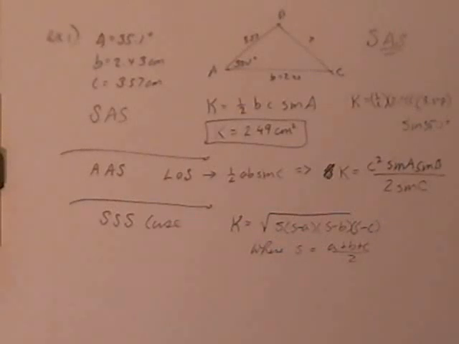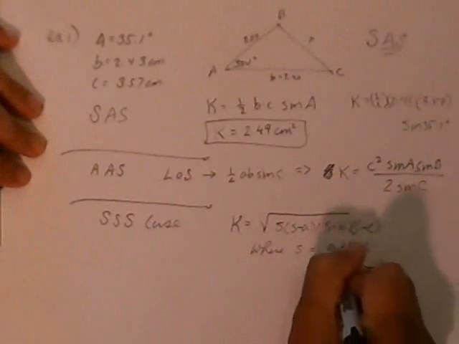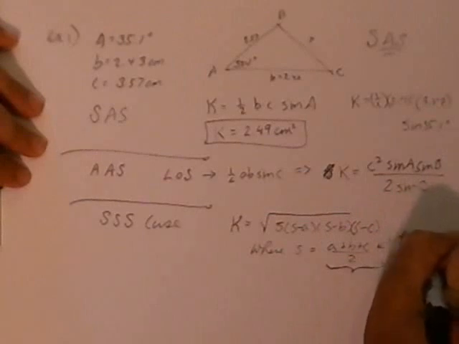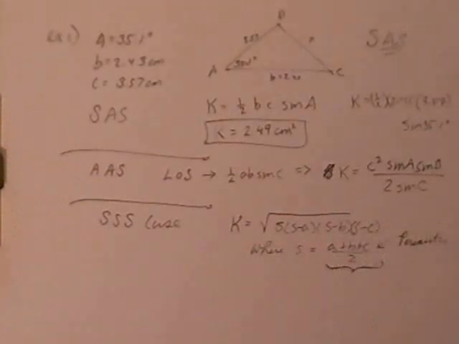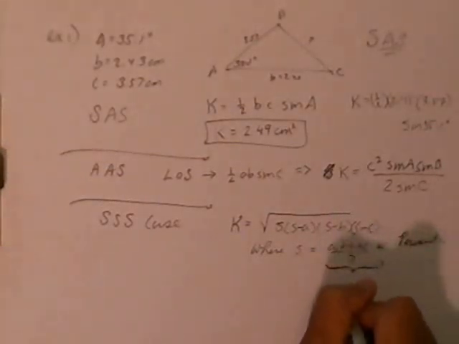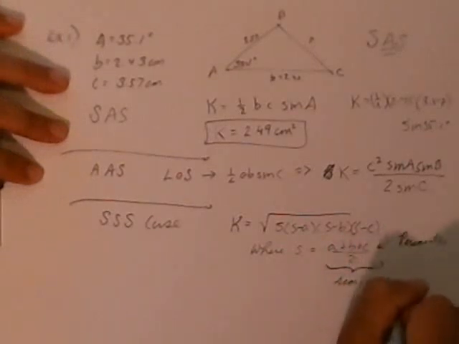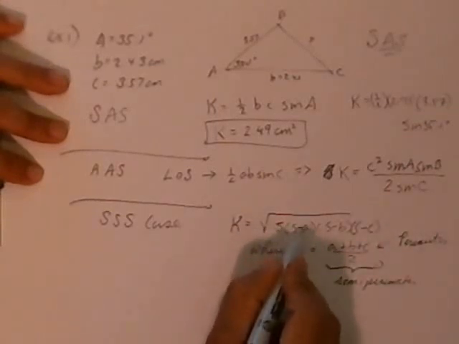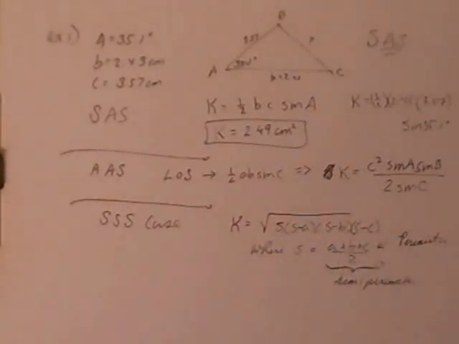I'll give you an easy way to memorize this. This portion right over here, a plus b plus c, that's the perimeter of the triangle. If you divide that by 2, that's called the semi-perimeter. So it's the semi-perimeter times the semi-perimeter minus the first length, minus the second length, and minus the third length. So that's a little bit easier way to work out this formula.